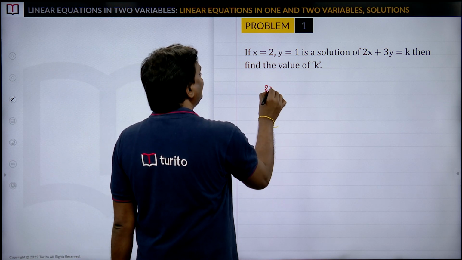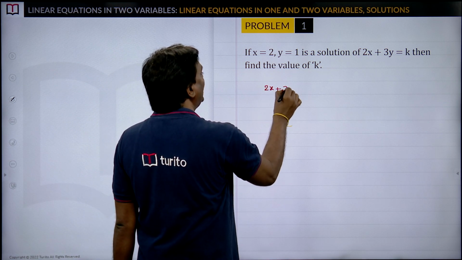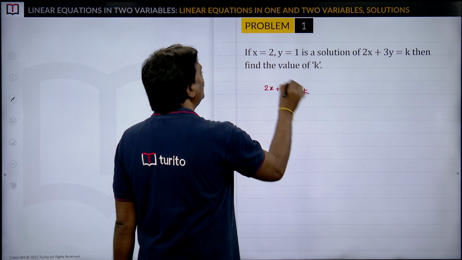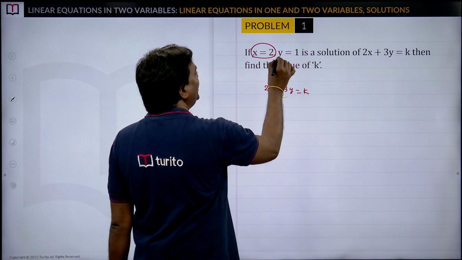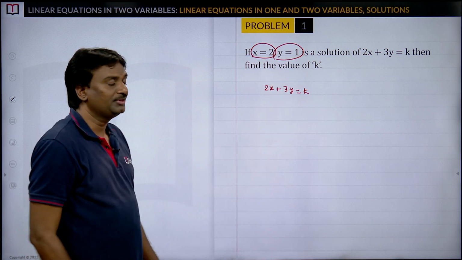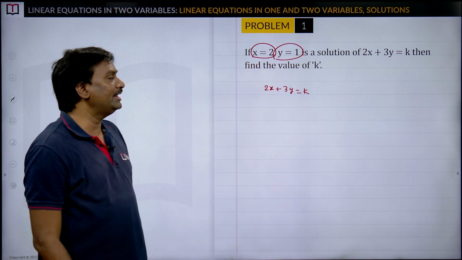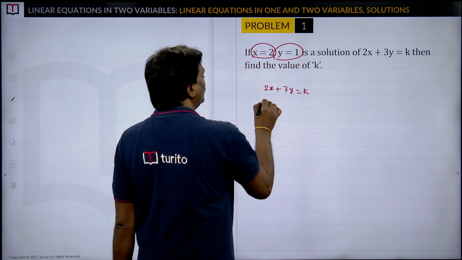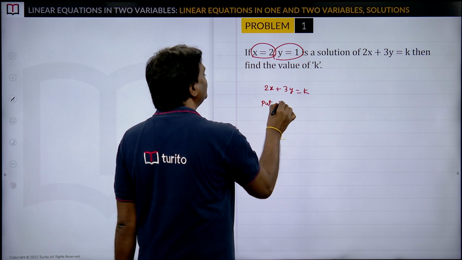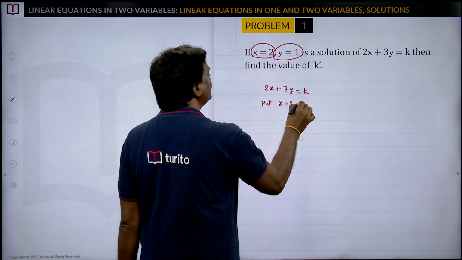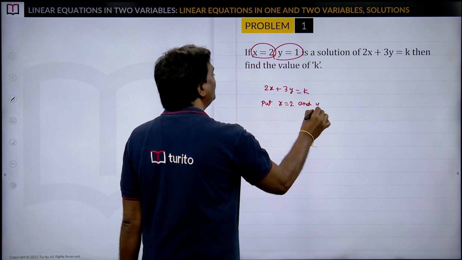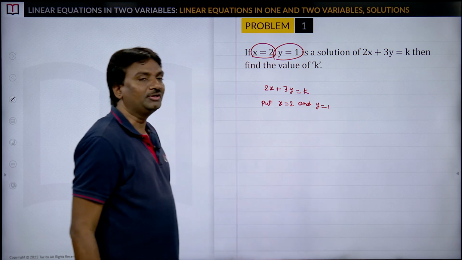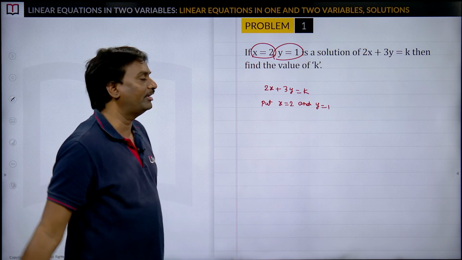Here the given equation is 2x plus 3y equal to k. According to the problem, we have x equal to 2 and y equal to 1. So, in this equation, in place of x we write 2, and in place of y we write 1. So, put x equal to 2 and y equal to 1.